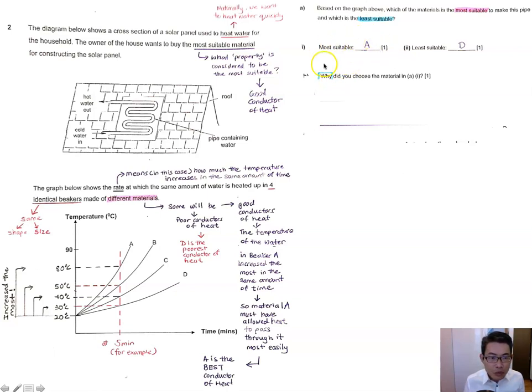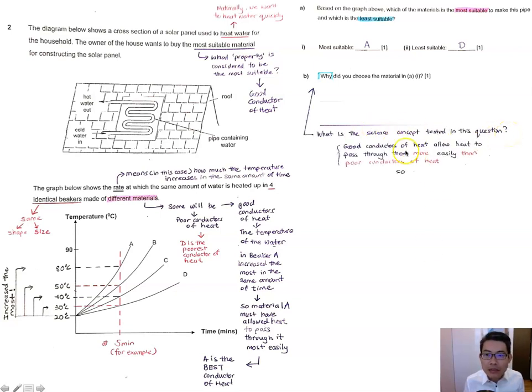Now, if you've understood the question the way I've explained to you, then answering it is easy peasy. So why? Let's talk about the science concept. Always talk about the science concept. The science concept here is good conductors of heat allow heat to pass through them more easily than poor conductors of heat. What does this mean? It means that whatever is in a good conductor of heat, like water in this case, will gain heat faster than poorer conductors of heat in the same amount of time.